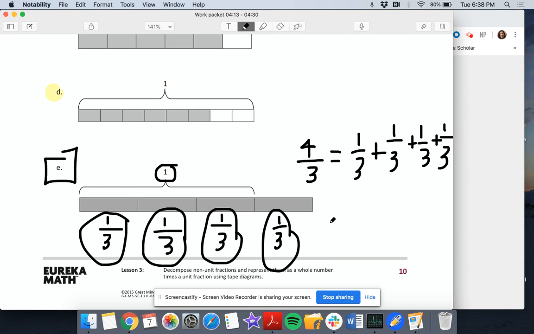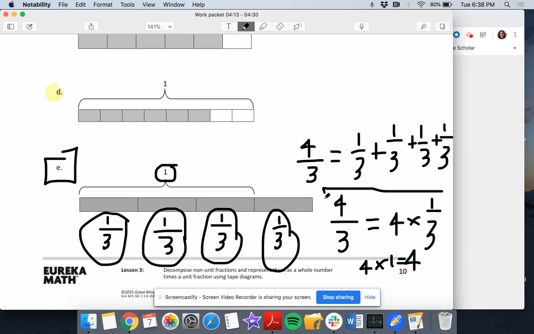Let's go ahead and also do the multiplication sentence. So we have 4/3, and that would be equal to 4 times 1/3. So we're going to multiply this 4 times the unit fraction. Because we know, math stars, that 4 times 1 is equal to 4, right? We know that 4 times 1 is equal to 4. And this then must be true. 4/3 is equal to 4 times 1/3.